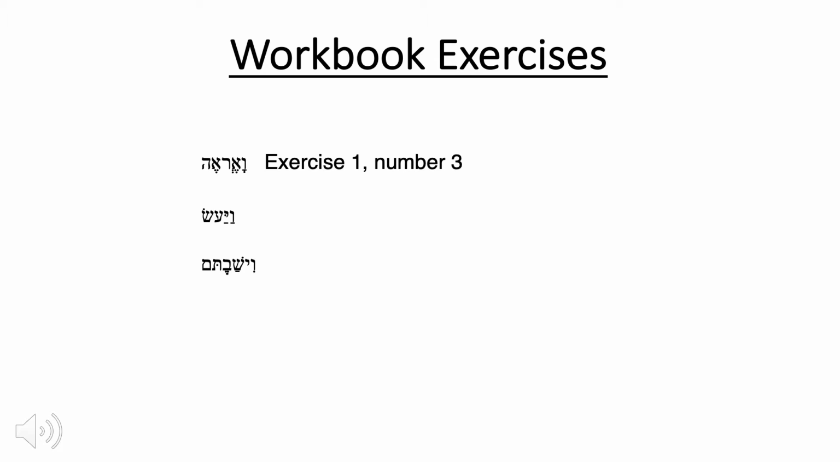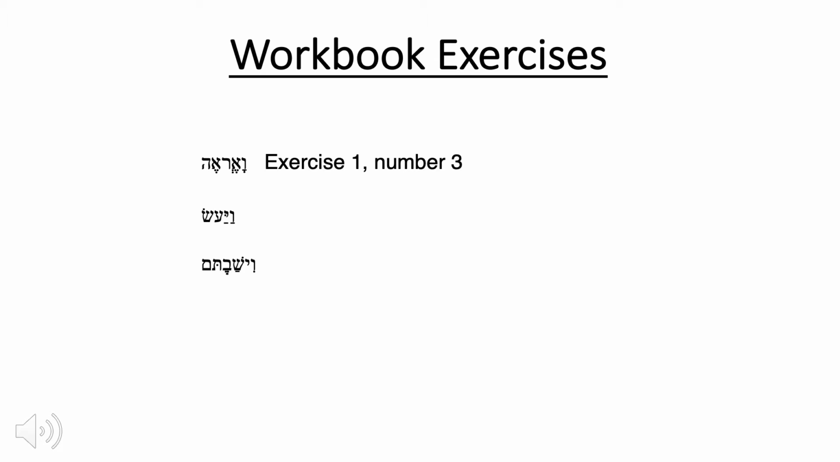We're going to take exercises from the first two sets of exercises, Exercise 1 and Exercise 2. Exercise 1 has the Vav consecutive on the imperfect form. Exercise 2 has the Vav consecutive on the perfect form. The first two examples here are from Exercise 1, numbers 3 and 5. The third example here is Exercise 2, number 4.